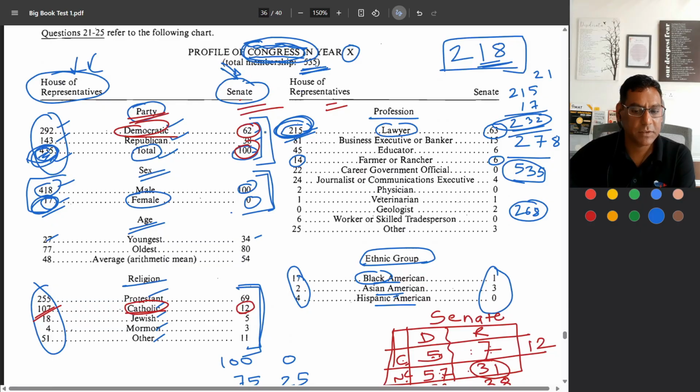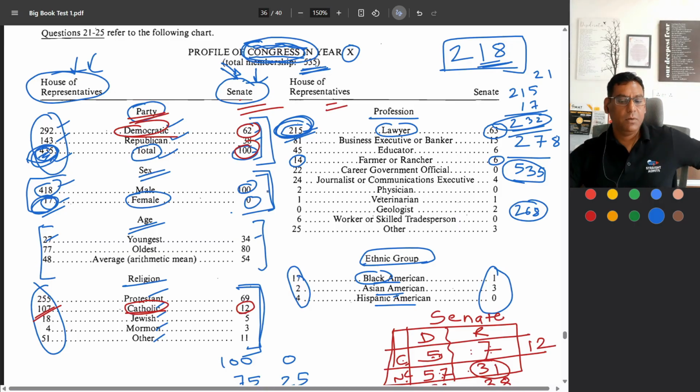Median age of Senate. We have Senate here, we have age. Okay, interesting. Yeah, median age is 57. Can we say that there are 100 people? Youngest is 34, the oldest is 80, the average is 54. Okay, how is that average coming?